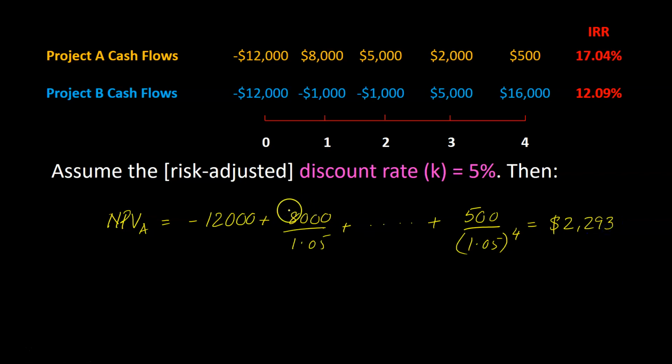2,293. If you went ahead and repeated this exercise for Project B, so NPV of B, and I won't bore you with writing the whole equation down, this basically involves taking a discounted value of these cash inflows. You'll find out that at 5%, the NPV of Project B will come out to about 3,000.